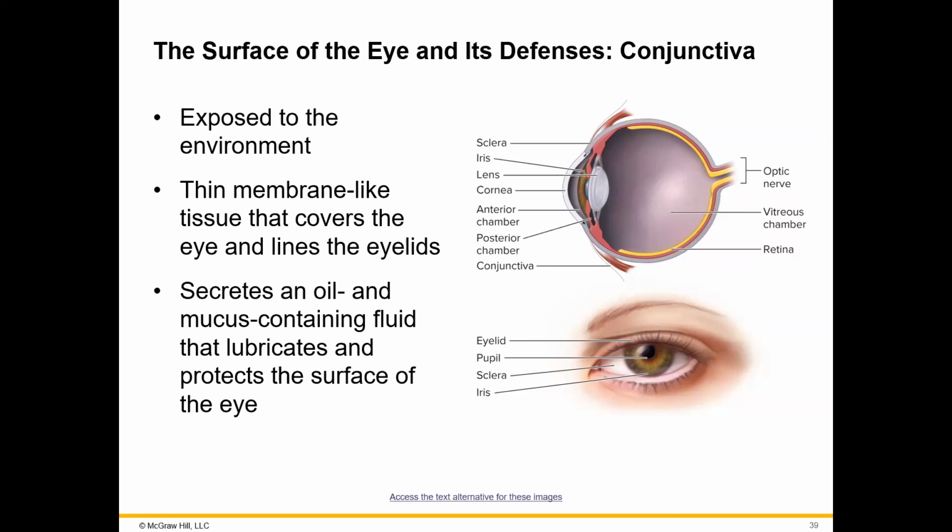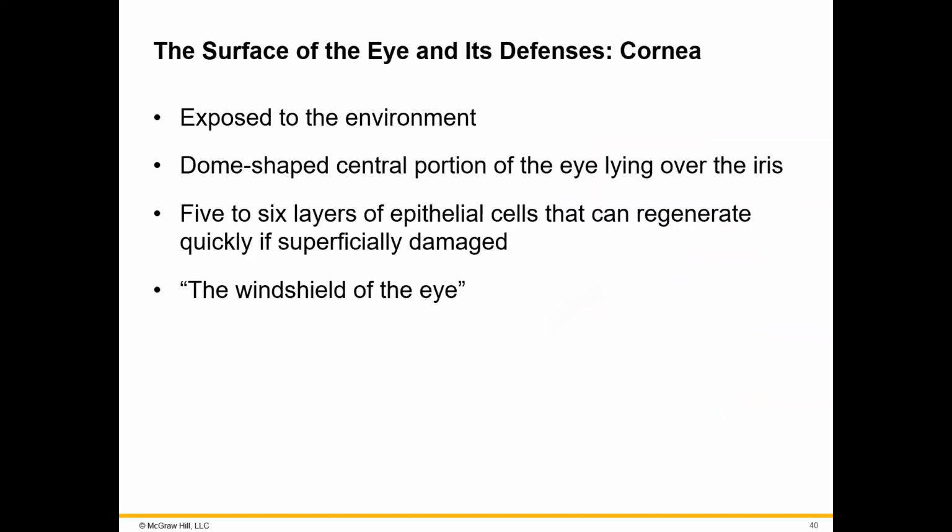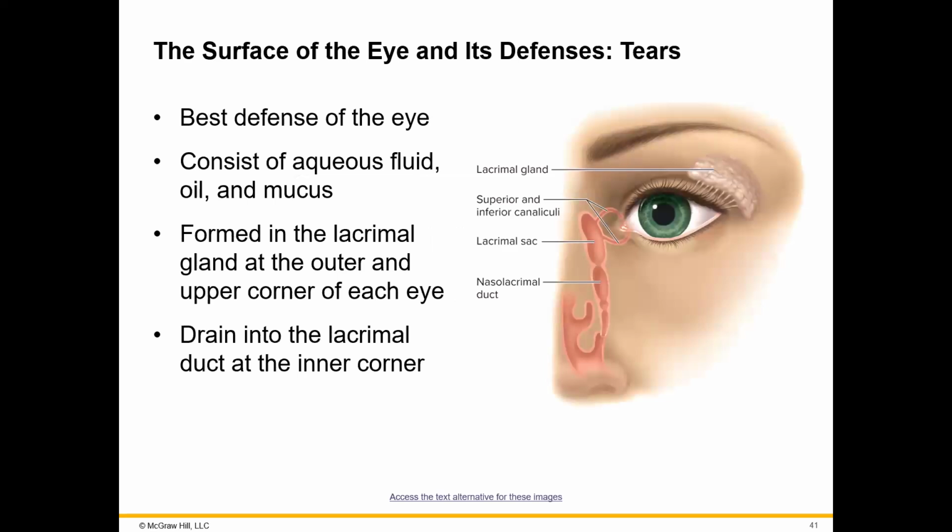So in your eye, we have basically the conjunctiva, which is our protective membrane that will cover the eye and the eyelids. And that will secrete oil and fluids that will help lubricate the eye. We also have, of course, your eyelashes and things that can protect from things getting into your eye. But your cornea, which is the windshield of the eye, the actual covering of the eye itself, is exposed to the environment. It is dome shaped. It's 5 to 6 layers of cells. And basically it's protective for the tissues underneath. And that can become scratched and infected.